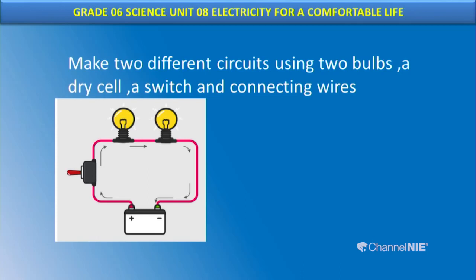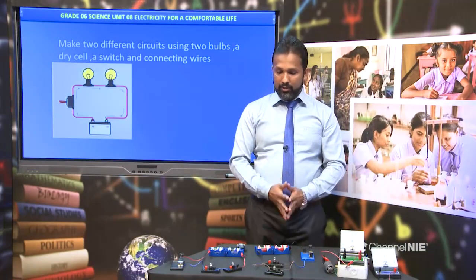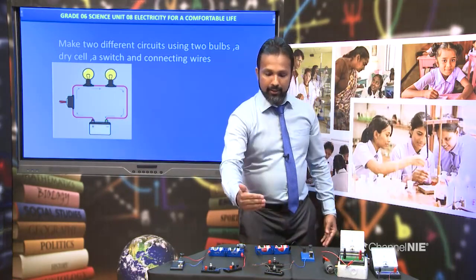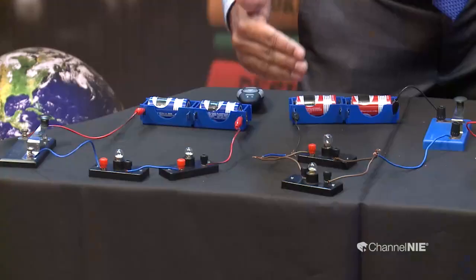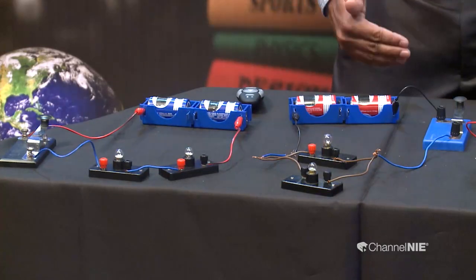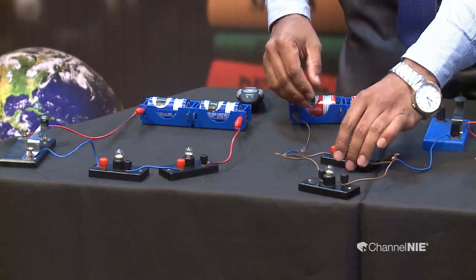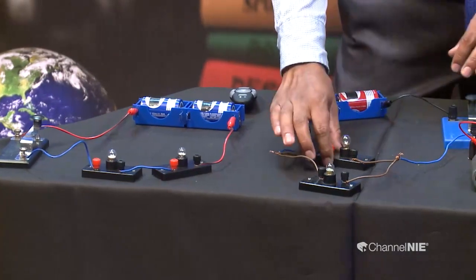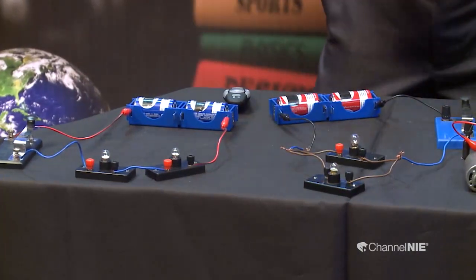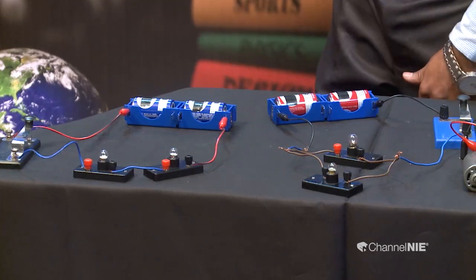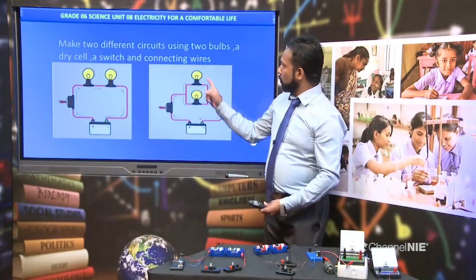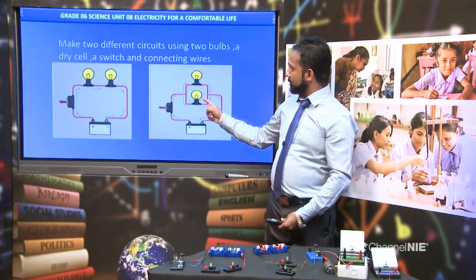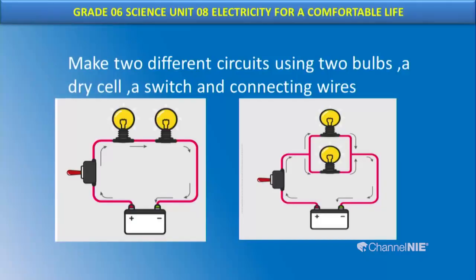Now let's focus the attention on the second circuit I arranged. Here two bulbs are placed parallel to each other, and then the switch and the battery. Now you can note down the difference between the two circuits. Two bulbs are placed parallel to each other, with the switch and the battery.